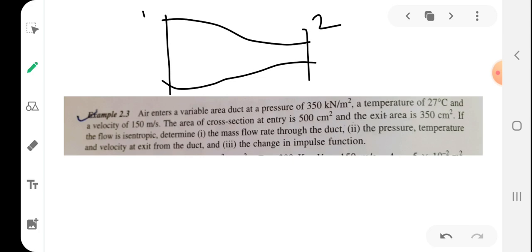Air enters at a particular pressure P1, T1, V1, and the area is 500 centimeter square, or you mark it as A1.